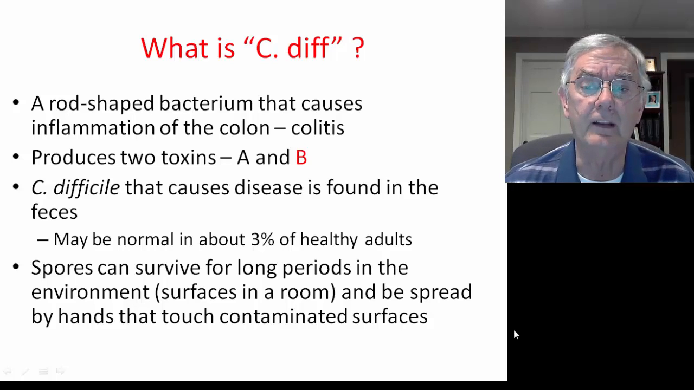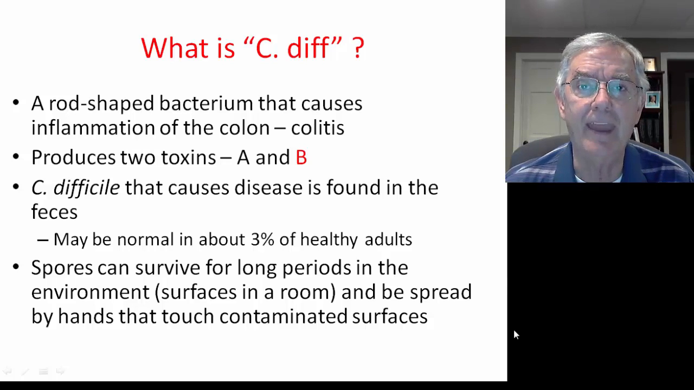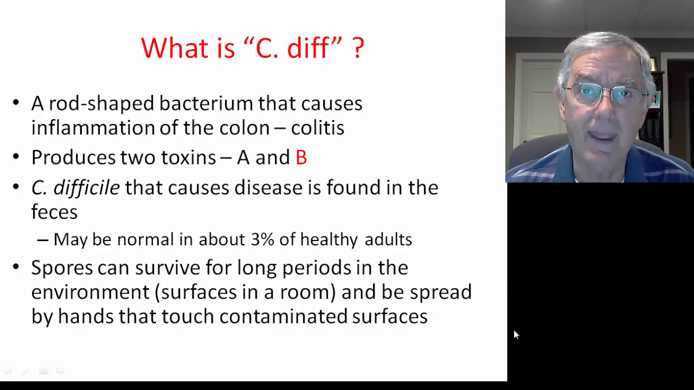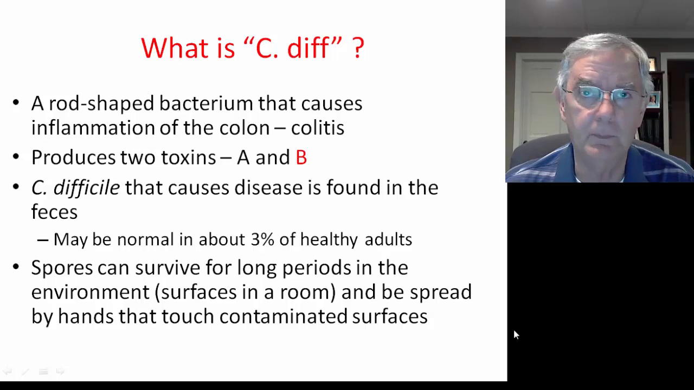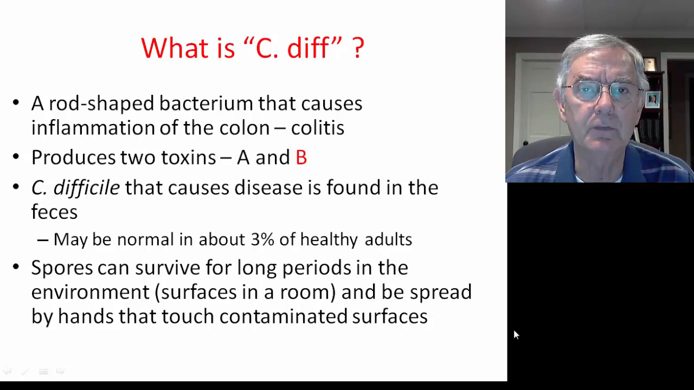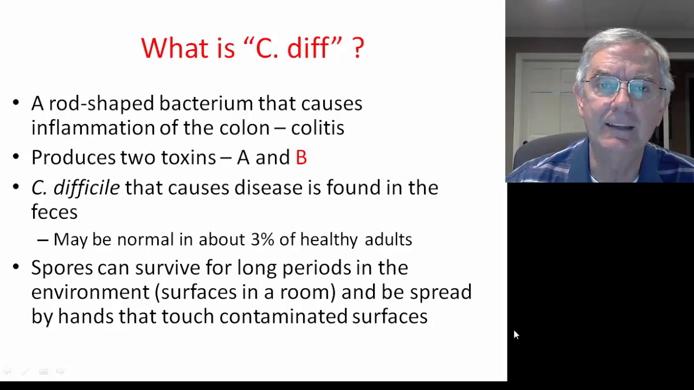Clostridium difficile that causes disease is found in the feces, but it's normal in about 3% of healthy adults. They can have this organism without having disease. The spores can survive for very long periods, as you know, in the environment, particularly on surfaces in a hospital room or in a home. And it can be spread by hands that touch those contaminated surfaces.